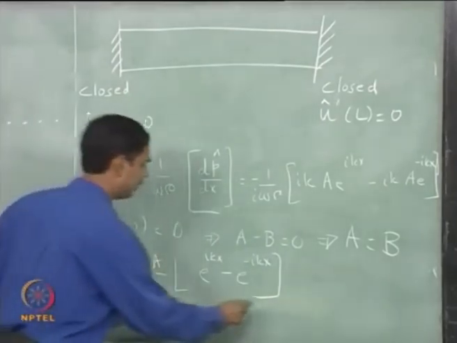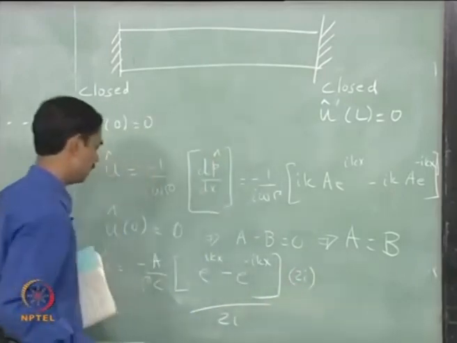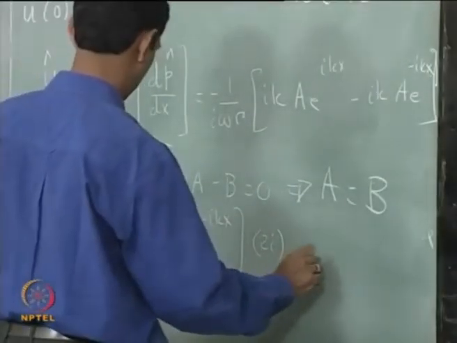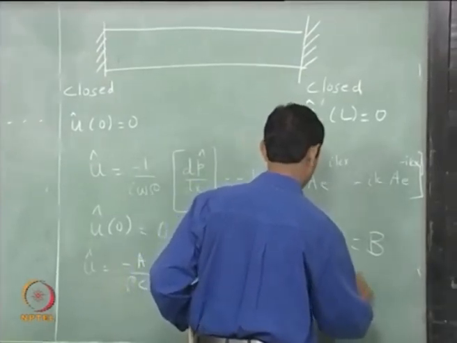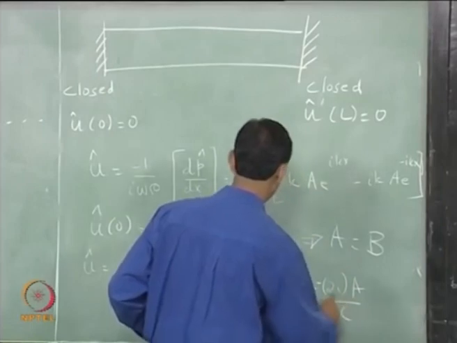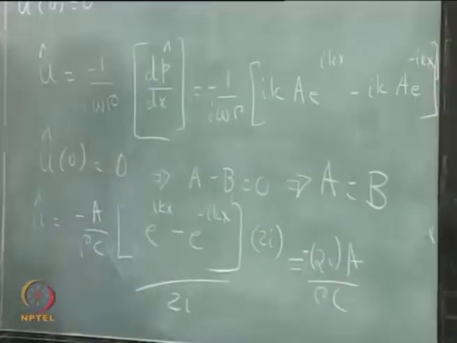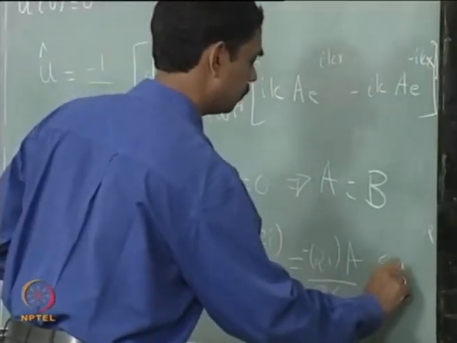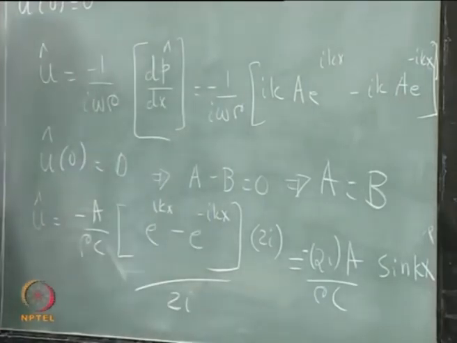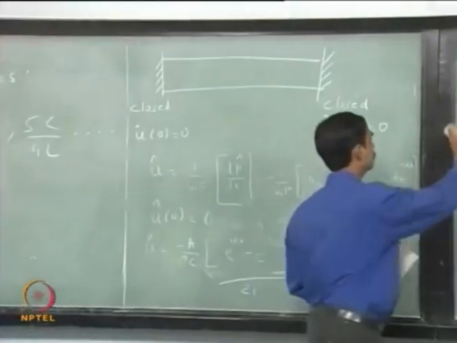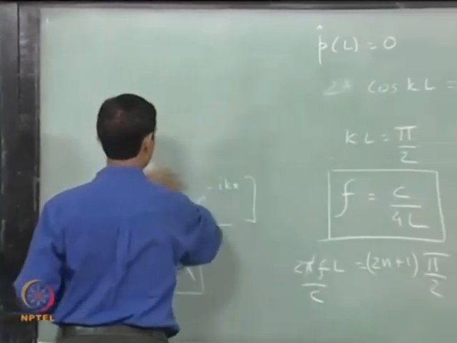And if I multiply and divide by 2i here, I would get 2i times minus a over rho c into what is this formula? Sin kx. Sin kx. So can we now proceed to determine what would be the eigenfrequencies?